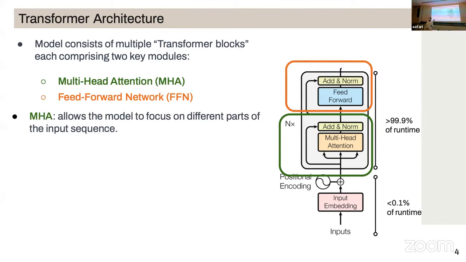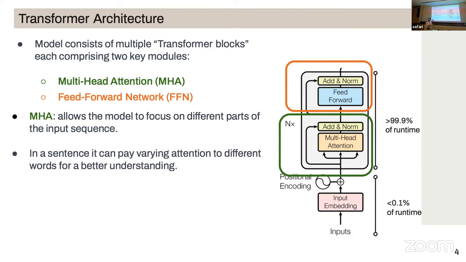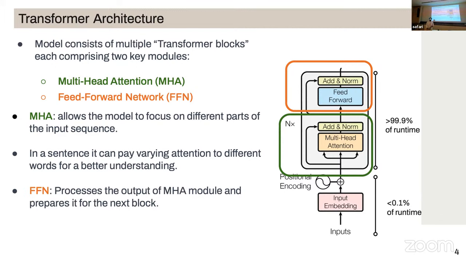The multi-head attention, to provide some intuition here, its purpose is to focus on different parts of an input sentence. So you have a whole sentence, there are multiple words in the sentence, and a neural network needs to understand which of the words are important and in which relation to each other. And the multi-head attention module helps do that. And then there's a feed-forward network, which simply processes this output further by doing some operations on it, and prepares it for the next block, which is often another transformer block, and so it continues.